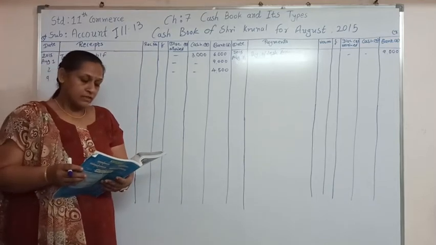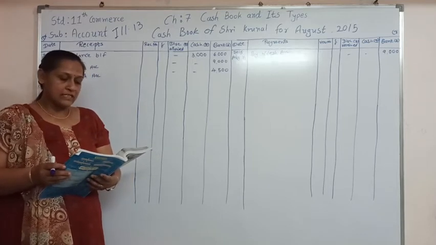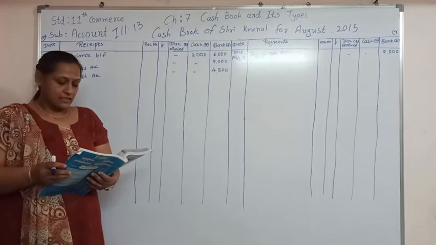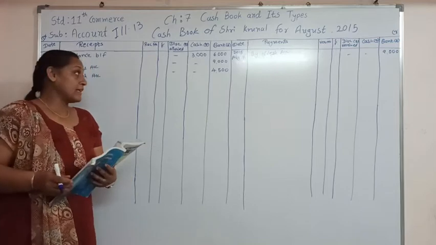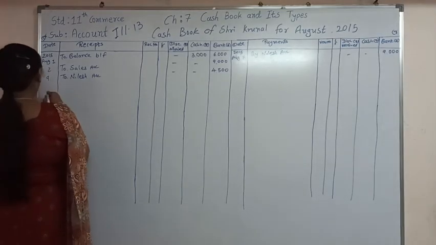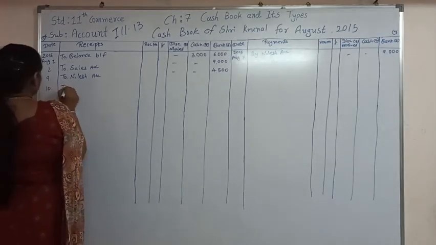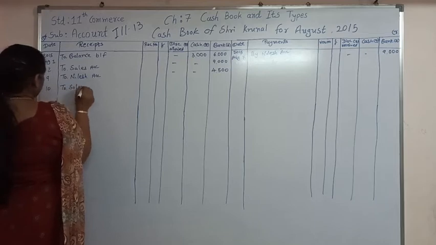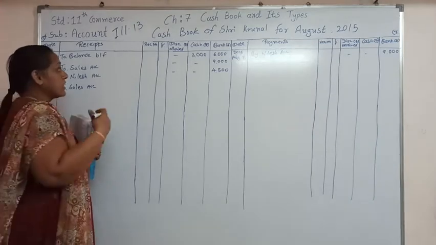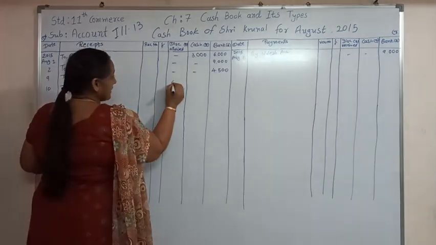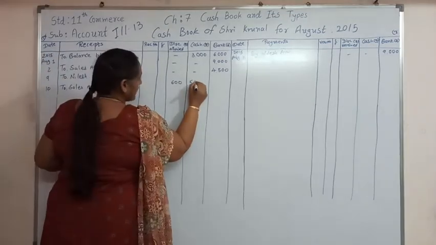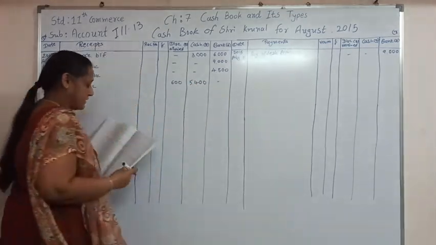Now on date number 10, goods of rupees 6,000 sold to Bhikku for cash at 10% cash discount. So here we are selling the goods on cash, so on date number 10, to sales account. And that is 6,000 goods and 10% cash discount, so the discount will be 600 and 5,400 we are going to receive in cash.